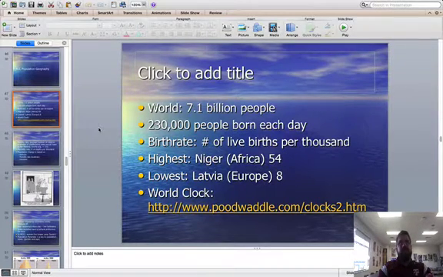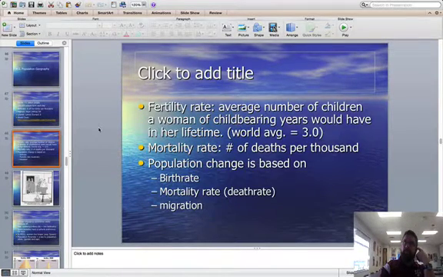So the first thing you need to know is what birth rate is, and that's the number of live births per 1,000 in a population. So that's how we figure birth rate. So Niger in Africa has the highest. Latvia is one of the lowest in the world. There's other European countries that are right around, kind of tied with them. And then that link, Poodwaddle, is where you can go and see that clock I showed in class, the population clock.